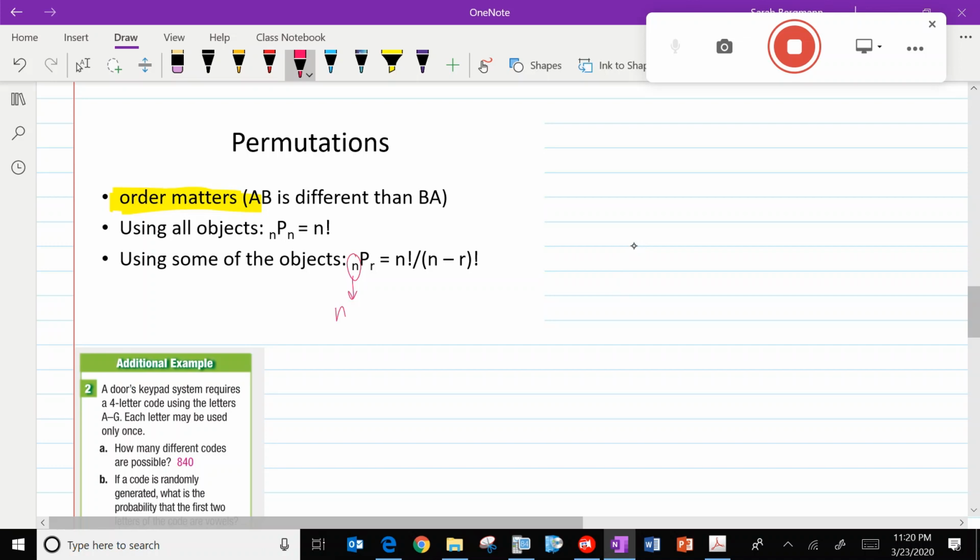n represents the number of objects that you're putting in order or that you're choosing from. So let's say if you were doing like a batting order, if there were 20 kids on the team, n would be 20 because you have 20 possibilities of people to put in order. r represents the number of people or objects that you're actually going to take and put in order, or the number of spots that need to be filled. That's how I like to think about it.